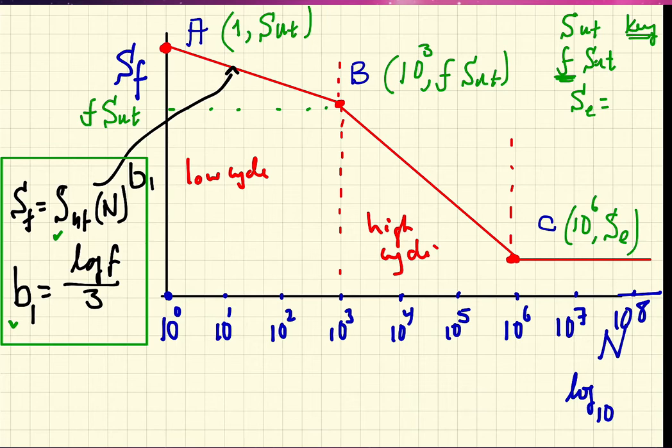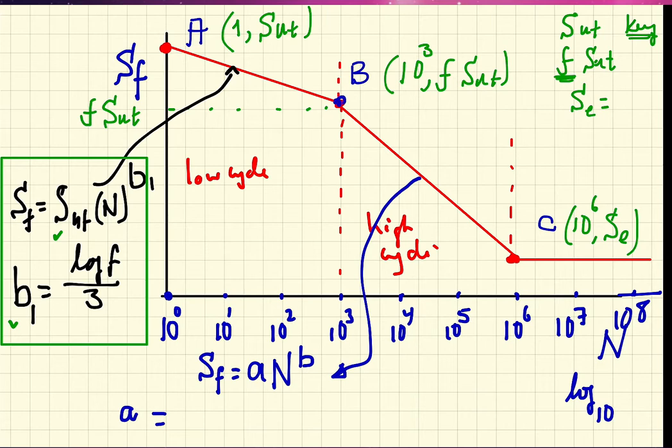Now the next we turn our attention to the high cycle regime, and we wish to write an equation for it, and the equation that we're going to write is going to be SF is equal to A times N to the power B, where we can find the constants A and B when we substitute the coordinates of point B and point C into this assumed relationship.